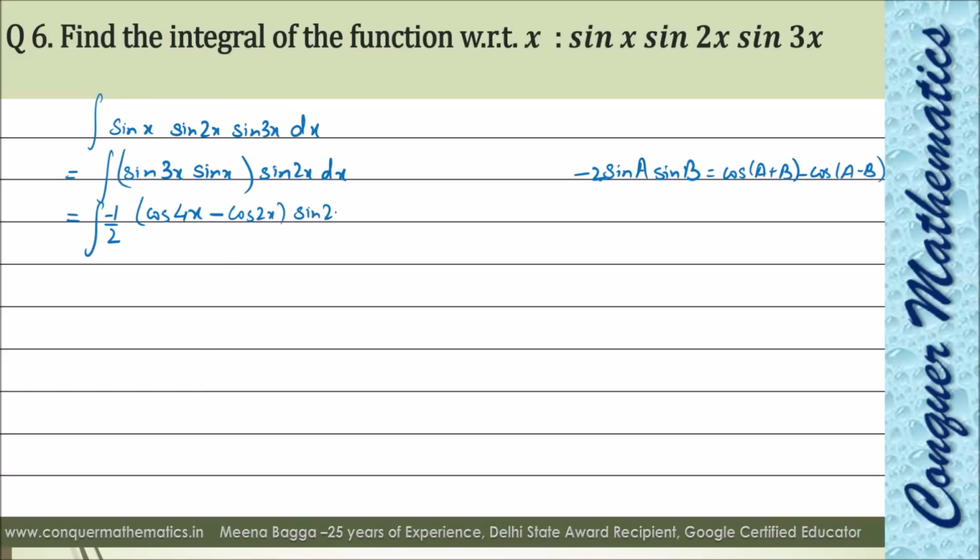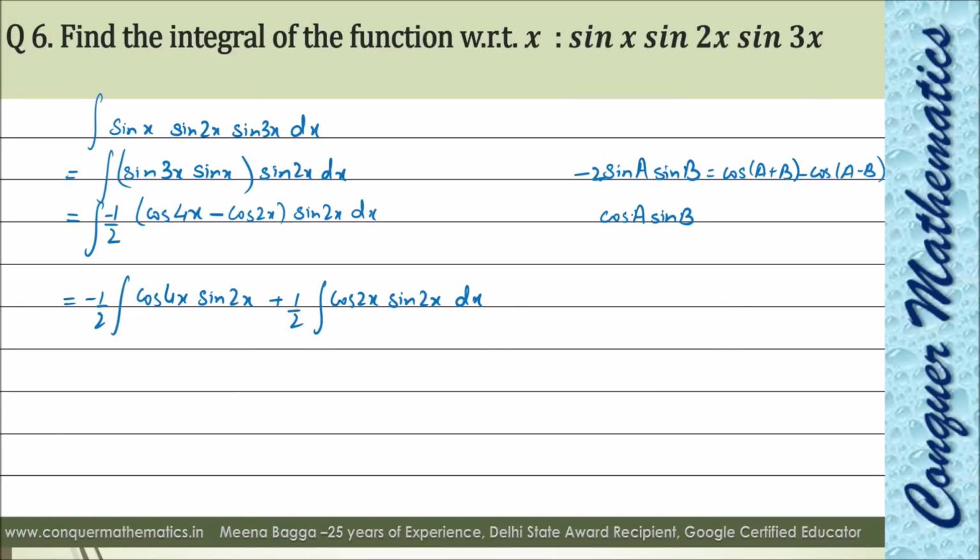Okay, sin 2x. Still no use. There is the product with sin 2x also. So we are just to use the formula again. Cos 4x sin 2x in the first term, plus minus half into minus half. I am separating also: cos 2x sin 2x. Okay. Cos A sin B.